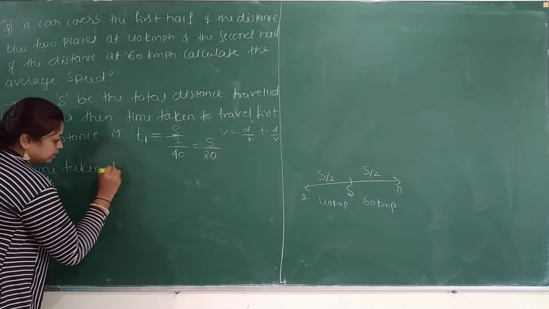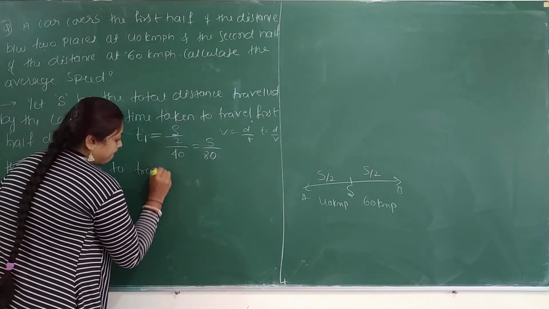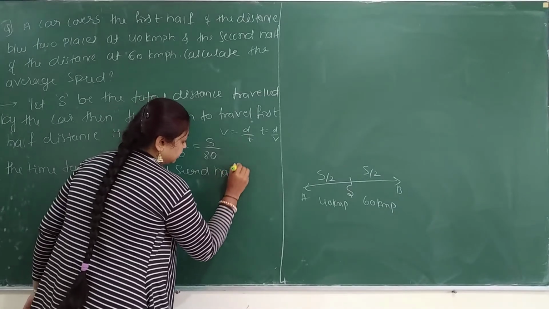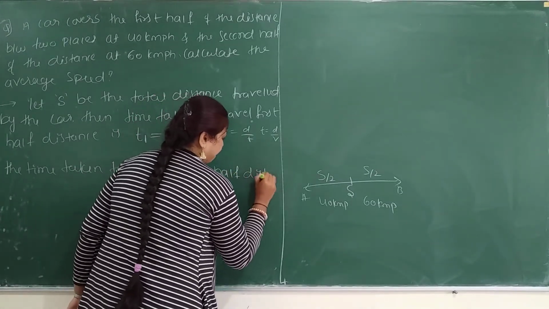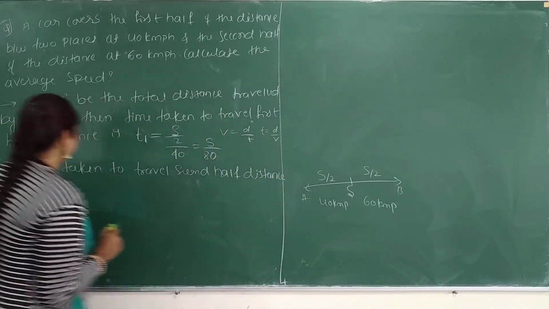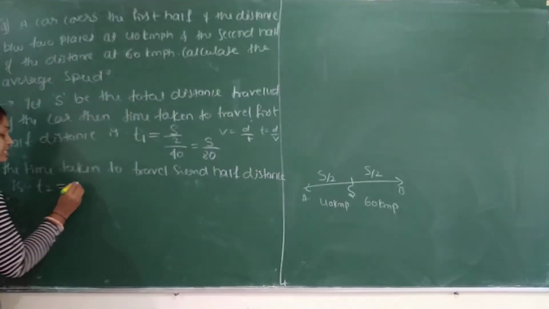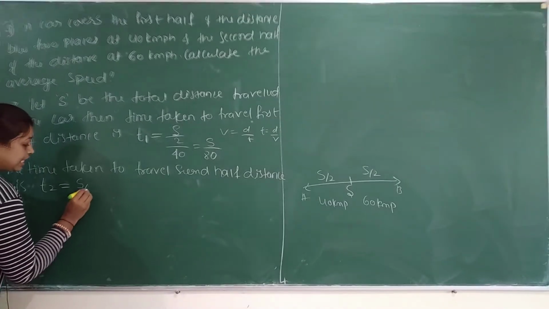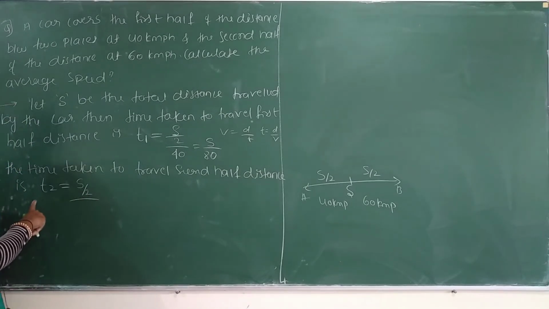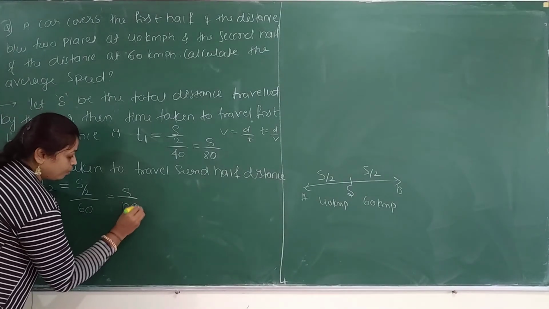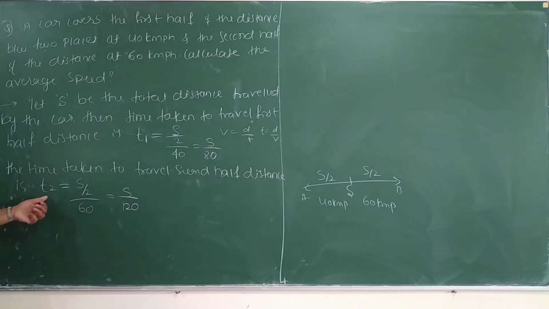Similarly, the time taken to travel the second half distance is T2, that is equal to distance. How much distance? Half of the distance, that is s/2, divided by the velocity, the speed, that is 60. Then this will be s/120. It is the time T2.